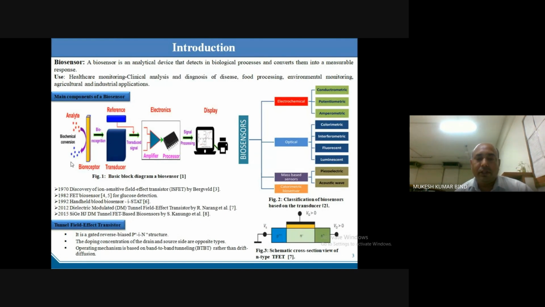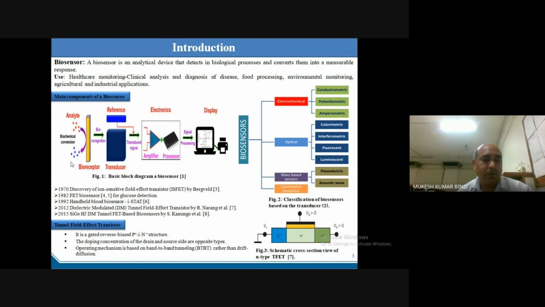Based on the transducer, biosensors can be categorized as electrochemical biosensors, optical biosensors, mass-based biosensors, and calorimetric biosensors. For example, the potentiometric biosensor falls in the electrochemical biosensor category.